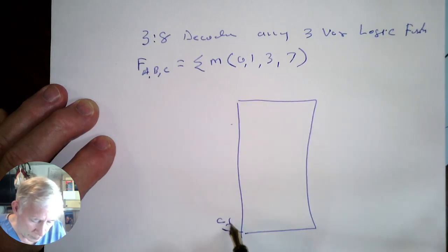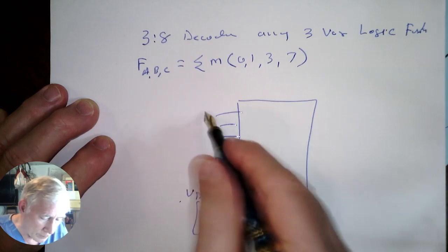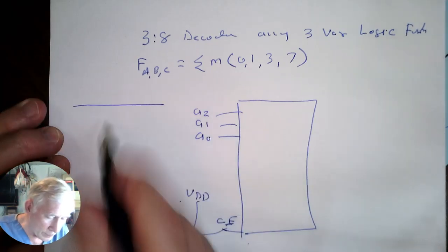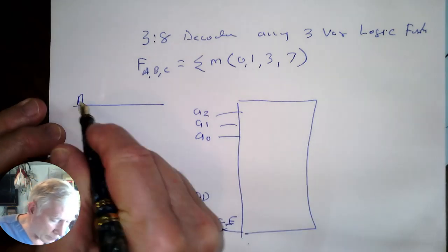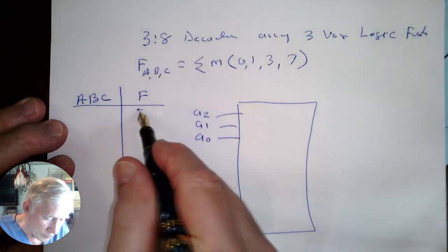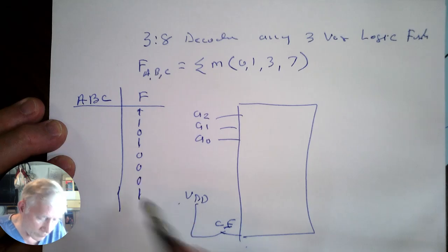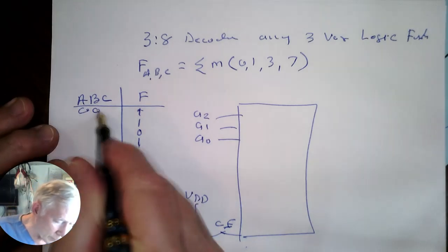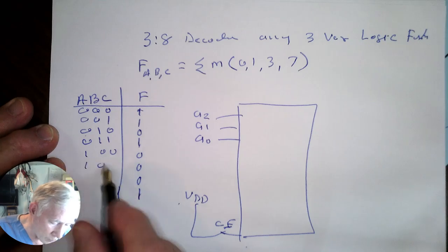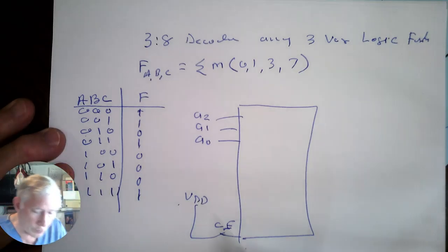In this case we have a chip enable, and we'll say it's active high, so we'll tie it up to VDD. We have our three inputs, A2, A1, and A0, and here's our truth table. I'm not going to draw out the whole truth table, but we have A, B, C, and then F, which is 1, 1, 0, 1, and then 4, 5, 6, and 1 for 7. All right, so these are the minterms, 0, 1, 3, 7.